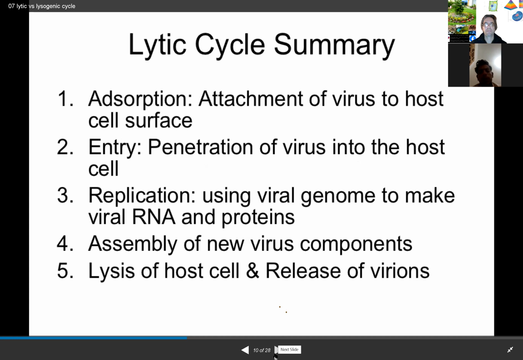And at the last step, the host cell will die, and new viruses will be released from the bacteria, and the bacteria will die in such a condition. So in the lytic life cycle, the bacteria will die, and a relationship is established. Such a relationship is called the master and slave relationship. The bacteria will be the slave, and the virus will be the master.